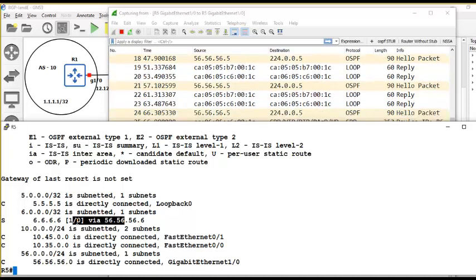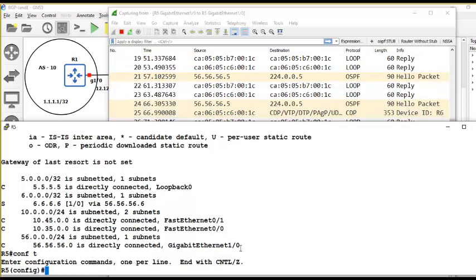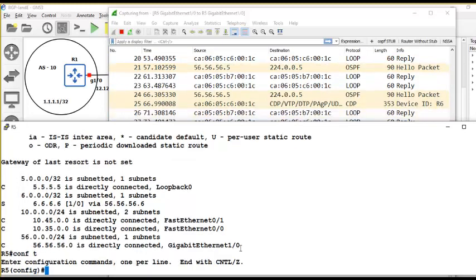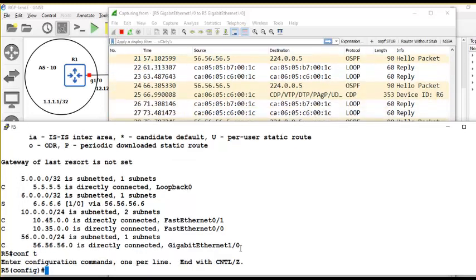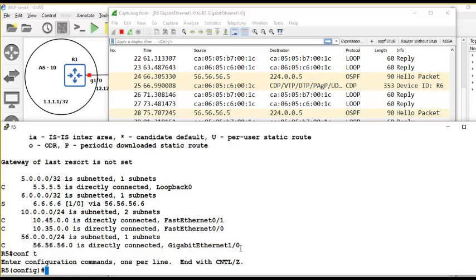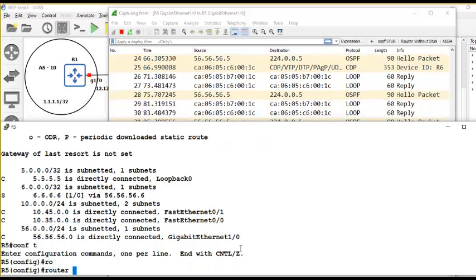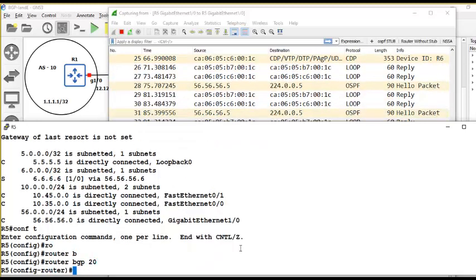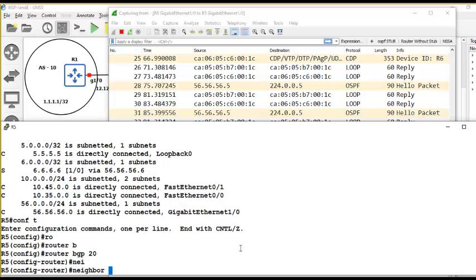So, we are going to say to BGP to break the rule. We are going to say to BGP, it's okay, even if it is not directly connected, you can try to reach the neighbor. How we do that? Router BGP 20, and we say neighbor. Whenever you speak to the neighbor 6.6.6.6, ebgp-multihop 2.